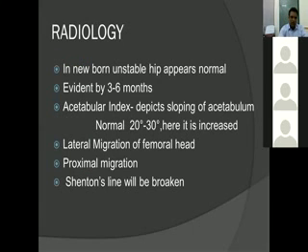Now, we'll go after the clinical findings. Once we have to go for the investigations. The primary modality of investigations here is radiology. So in the newborn hips, the unstable hips appear normal.